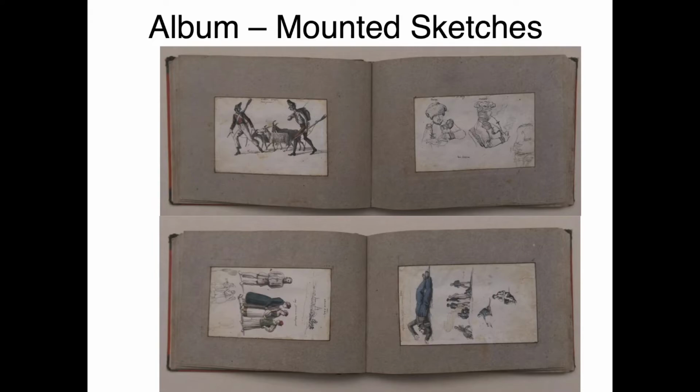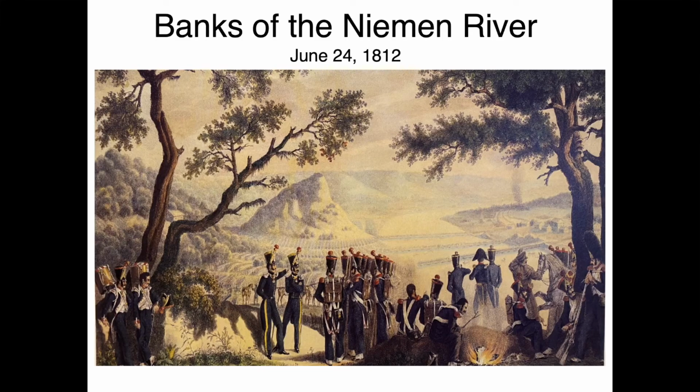So as we start the campaign, this is the first image that he did, and the army is on the banks of the Niemen River. They're ready to go into Russia. They're ready to attack. They're all sort of roaring and ready to go. The campaign is kicking off.